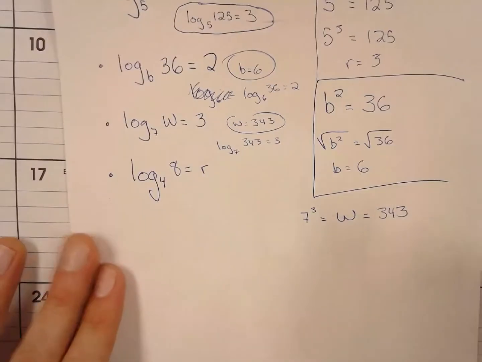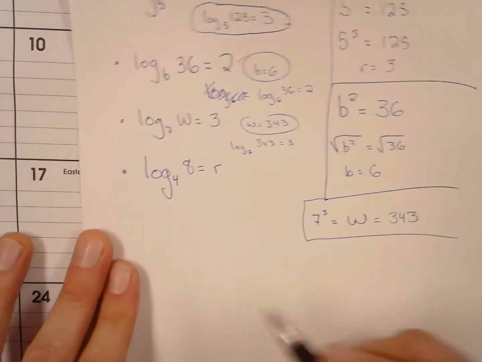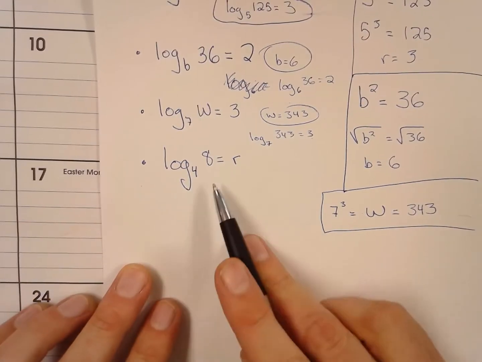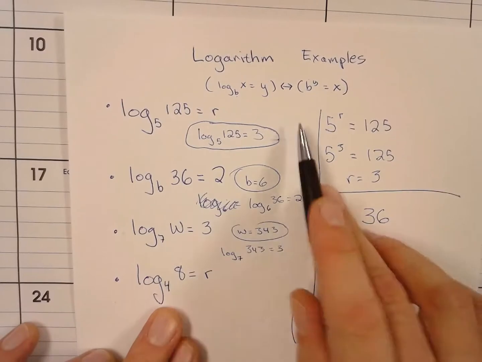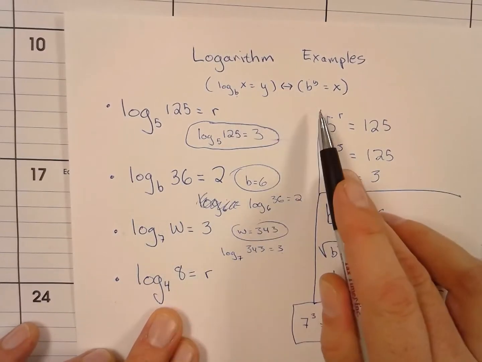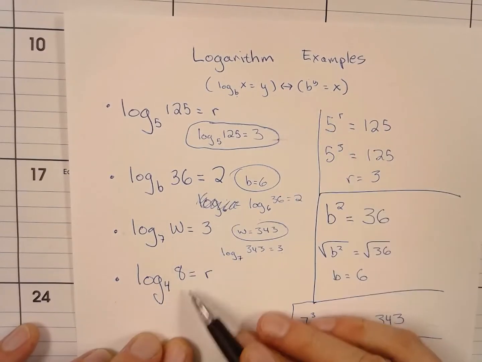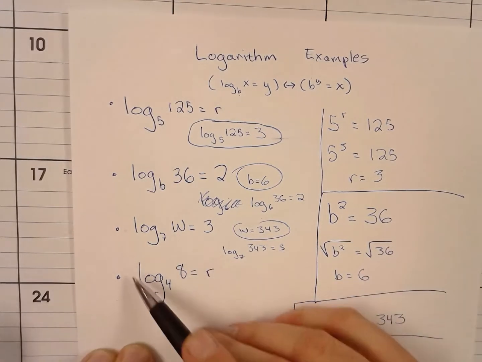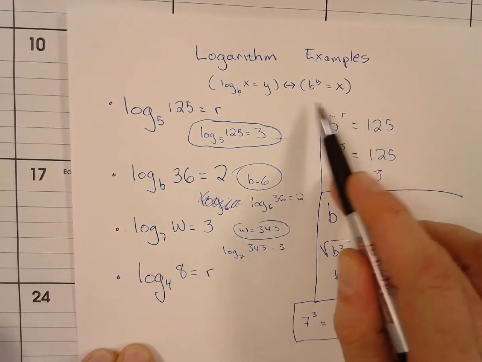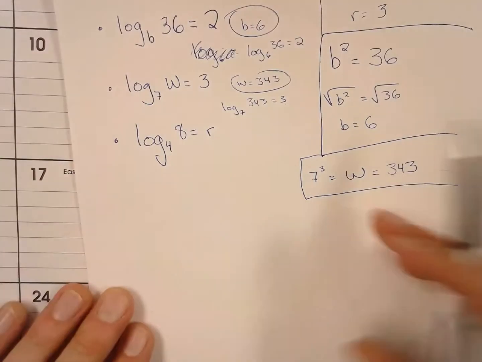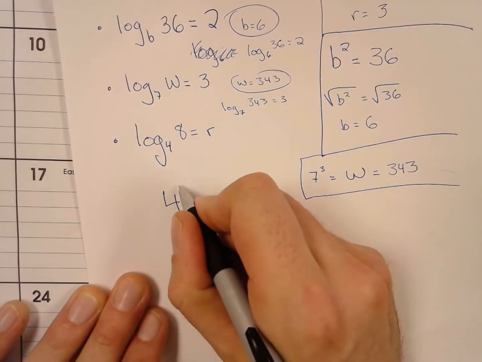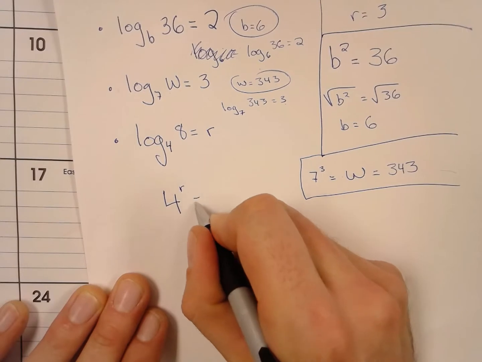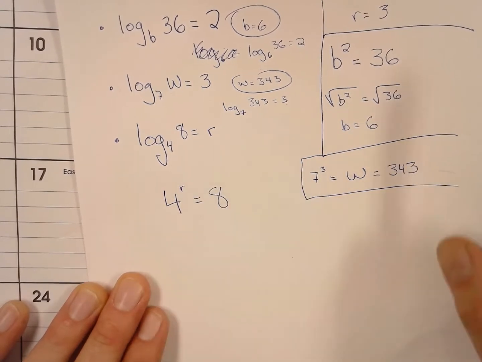And this last one here, we're going to use a tiny touch of trickery. The reason being, we'll start it off the same way. We will apply this definition and convert this logarithm equation into an exponential equation. So the base is 4, the exponent is r, the answer in exponential form is 8.